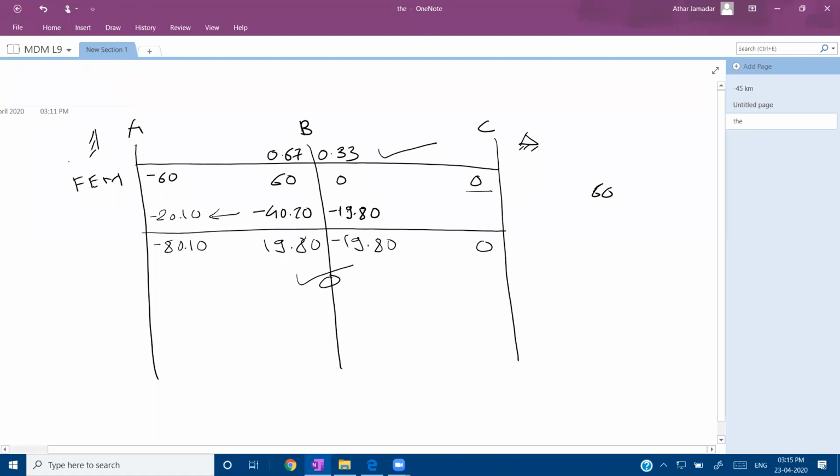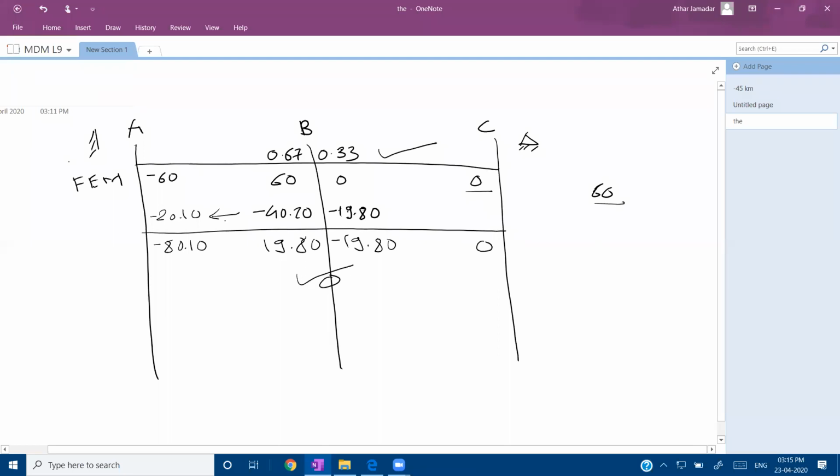But already at support C, fixed end moment is 0. Therefore, there is no need of applying end correction. Therefore, we will directly jump to step number 2, that is calculation of unbalanced moment. So at joint B, unbalanced moment of 60 is acting. So this is plus 60, that's why these next two corrections are negative. But before applying this correction, you have to multiply with respect to distribution factor. So the correction for BA is going to be 60 into 0.67, so minus 40.20, and for BC 60 into 0.33, so it is 19.80.